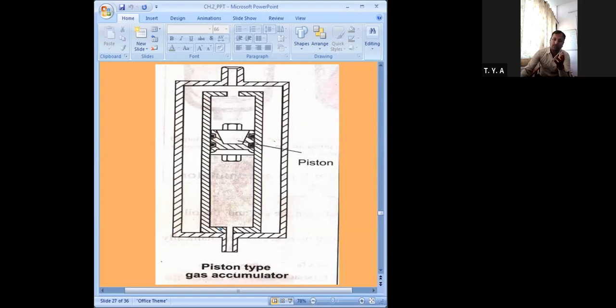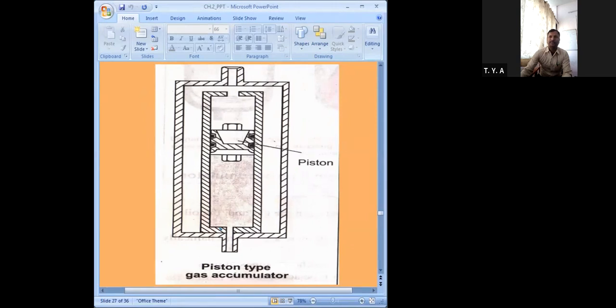Oil will come through this port, as well as go outside of this port. And here we'll have the piston. Getting it? When oil comes inside this cylinder or cell, that time this piston will move in an upward direction and it will pack here.